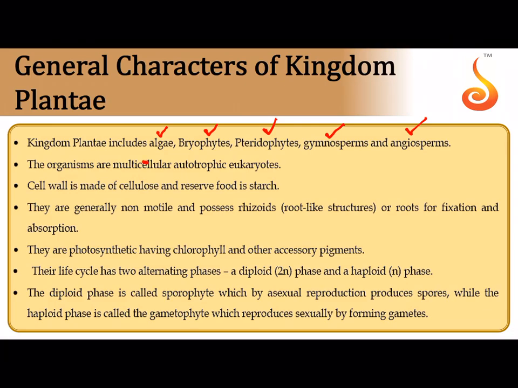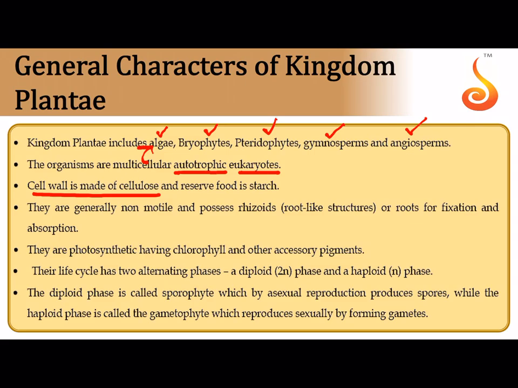Of course, when you talk about some of the algae, you do have unicellular forms like Chlamydomonas and Chlorella, etc. But by and large, all of them are multicellular. They are autotrophic, that is, they have a green colored pigment called chlorophyll, and they can manufacture their own food by capturing the carbon dioxide from their surrounding environment. They're eukaryotes, they are advanced cells. Another most important feature of plant kingdom is that they have a cell wall made up of cellulose.